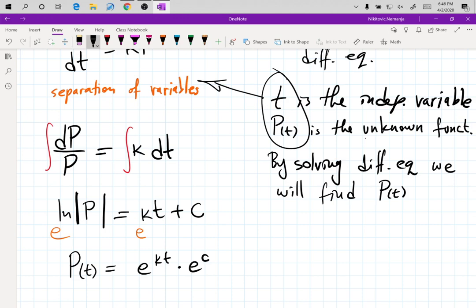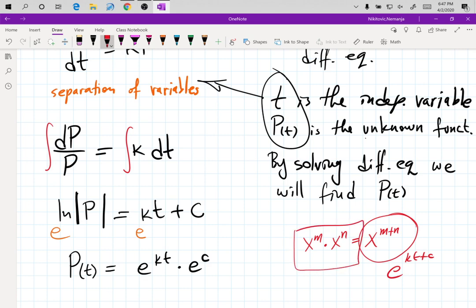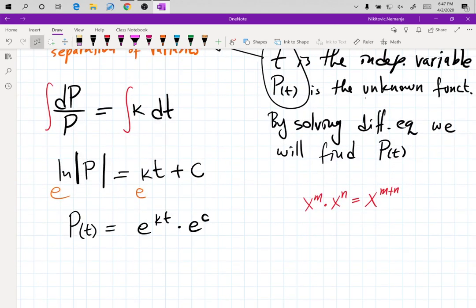Now, those of you who forgot the algebra, I'm going to write this: x to the m times x to the n is equal to x to the m plus n. So we have this side as e to the kt plus c, and then you just split it into two of these e to the exponent. So that's what I did, and now I am going to define e to the c as p0, which is the initial population.